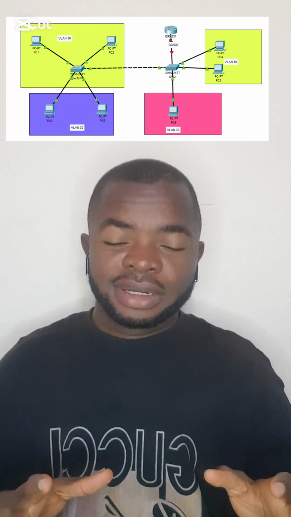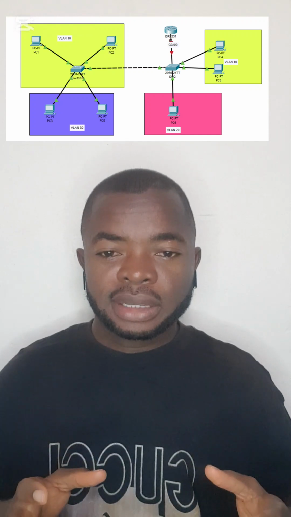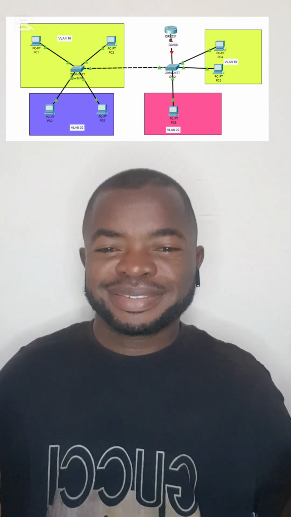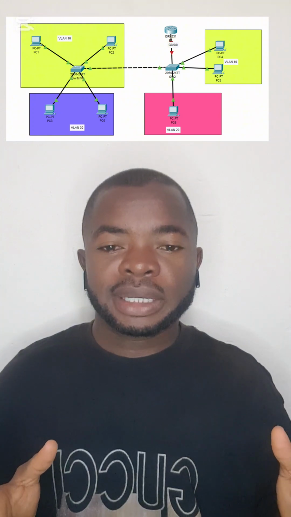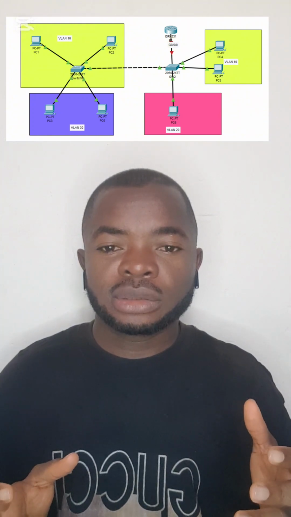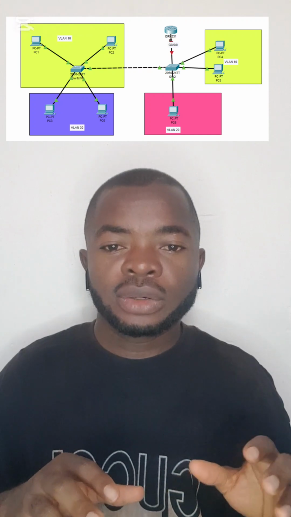Today we'll be configuring VLAN. We're doing VLAN configuration on our switches. We'll be using Packet Tracer as usual because we don't have a real-life switch, so we'll be simulating it on Packet Tracer. The importance of VLAN is to separate different segments of your end hosts.